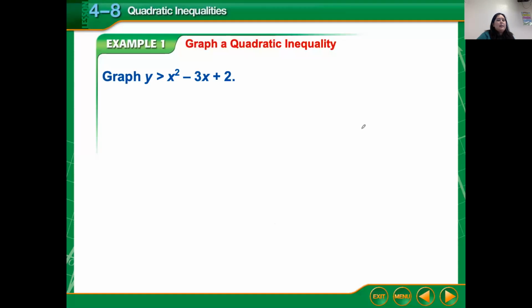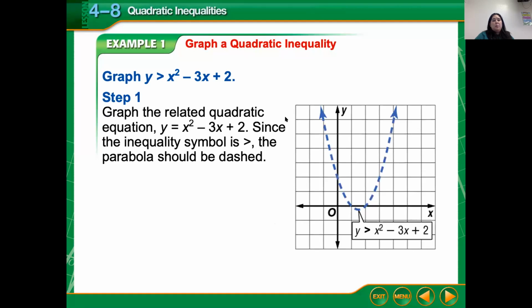We have graph y is greater than x squared minus 3x plus 2. If you are told to graph one and you need to plot coordinate points, generally you have to graph the quadratic equation to get a table of some sort. In this case, it would be y equals x squared minus 3x plus 2. That way you can get some coordinate points and plot them and then shade where we need to shade, because we're not generally going to be able to do that if you just graph the inequality. So we graph our y equals x squared minus 3x plus 2.